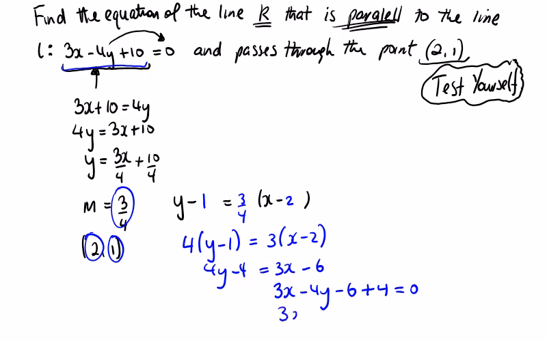So we get 3x minus 4y minus 2 equals 0. Just check your x and y coefficients. 3 and minus 4. 3 and minus 4. So you know you've got this question correct.